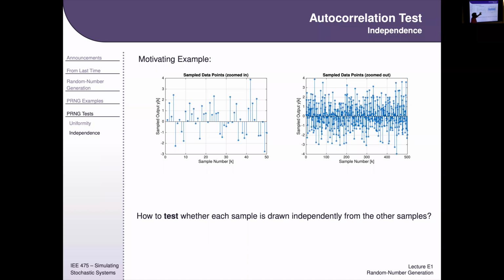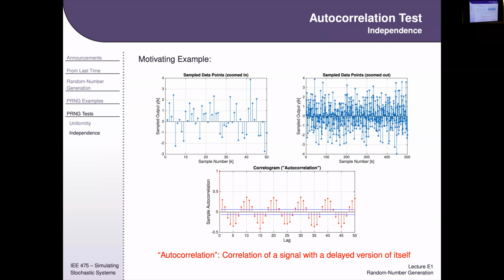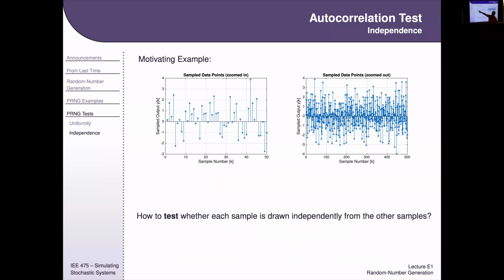So the idea here is, this is the same set of sampled data points. This is 0 to 500 samples, and I've zoomed in on 0 to 50 here. So these are the first 50 samples, and these are the whole 500 samples. When I look at this, I want to know, are these random numbers independent? In other words, how well can I predict a future number based on a past number by looking at these series here?